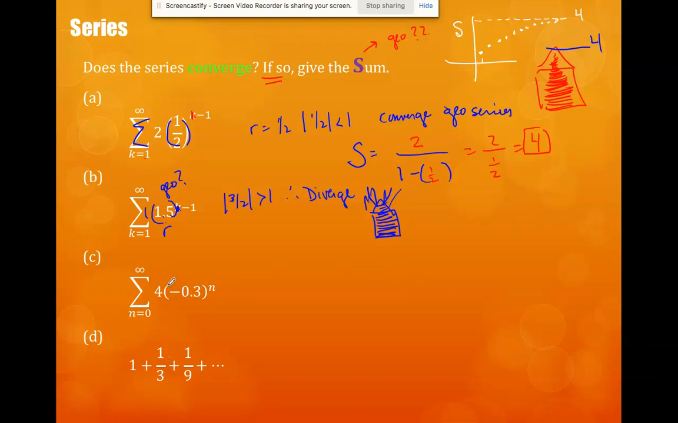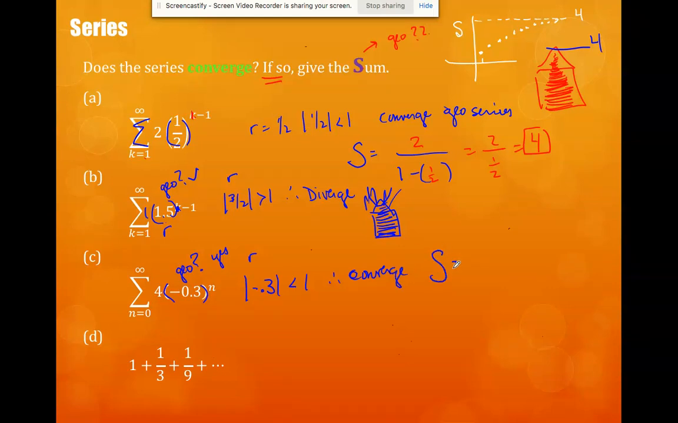How about the next one? Is it geometric? So this one was geometric, looked at the common ratio. How about this one? Is it geometric? Yes. What's my R? Negative 0.3. What is the absolute value of negative 0.3? 0.3. Is that less than 1? Yes. Therefore, this infinite geometric series will converge. The sum will stay in the house.